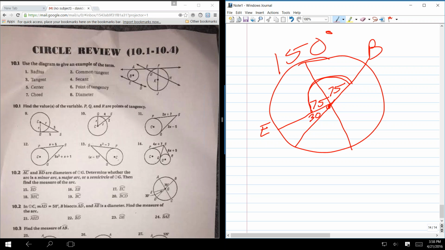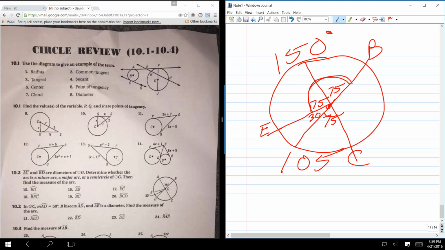Okay, E to C. What's this angle? That's 30. This angle right there, 75. So we have 30 and 75. 105. Correct.